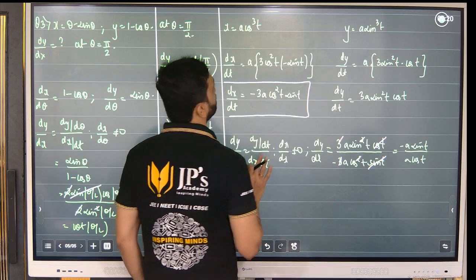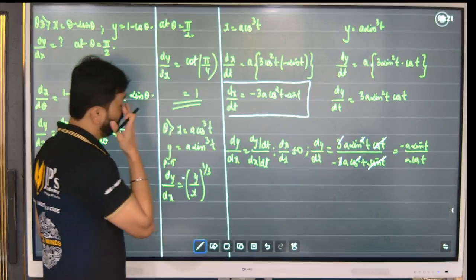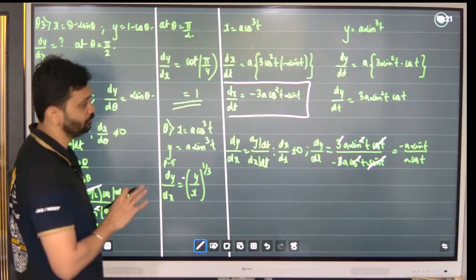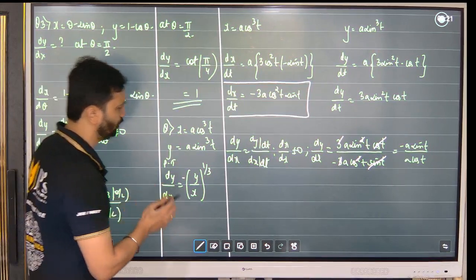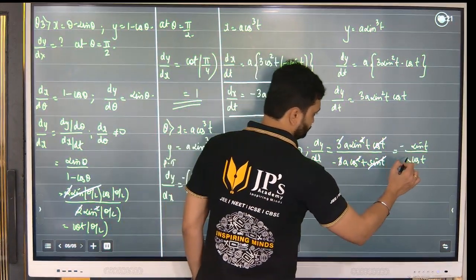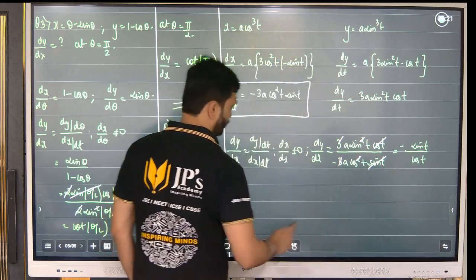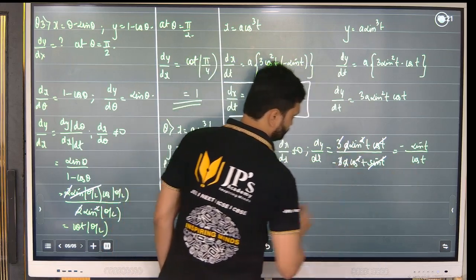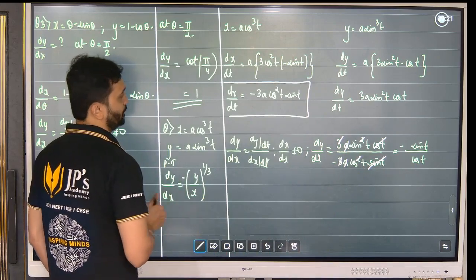Anybody has any doubts here? Now we'll see what will happen if I cut a, if I don't cut a. That's fine. Okay, if you want to cut it, let's eliminate a also. The a is gone on both sides. Now pay attention.